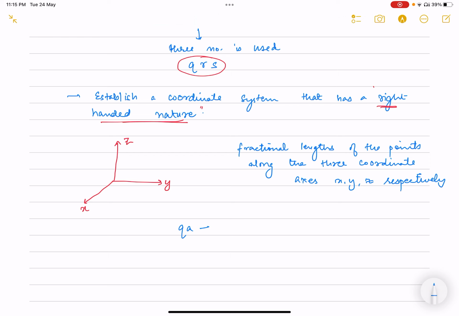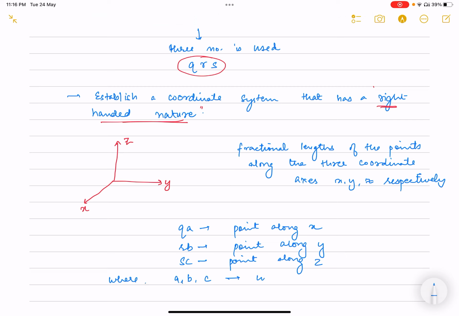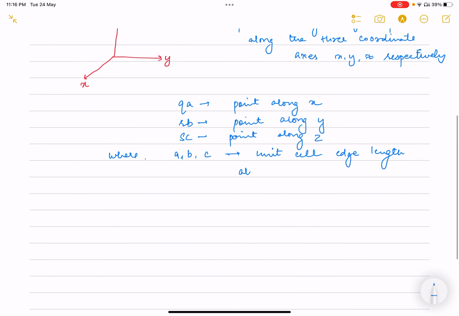So qa is the point along x, rb is the point along y, and sc is the point along z, where a, b, c are the unit cell edge lengths along x, y, and z respectively.